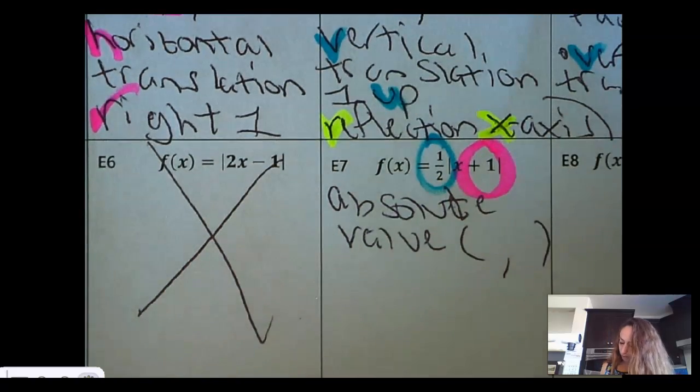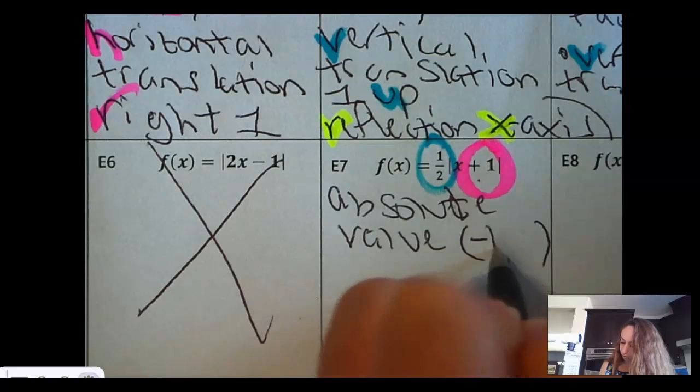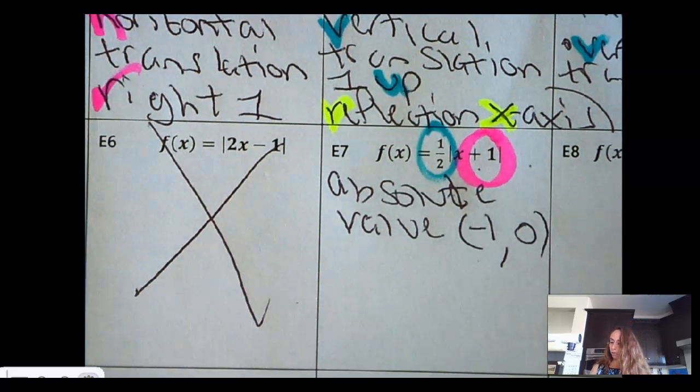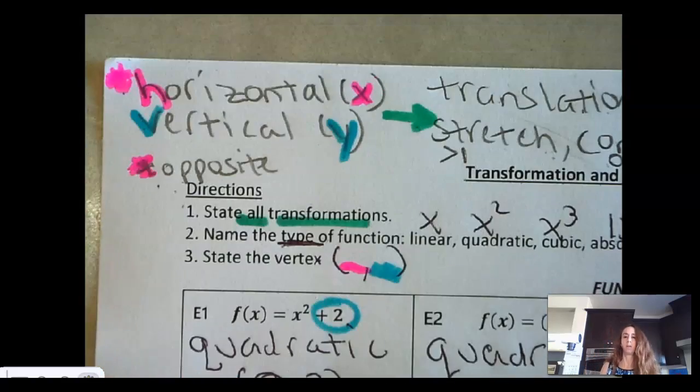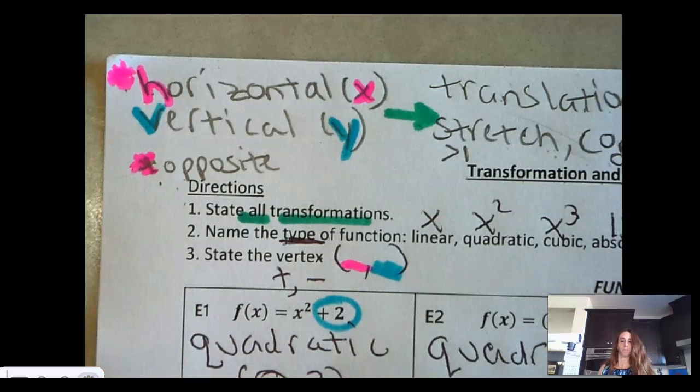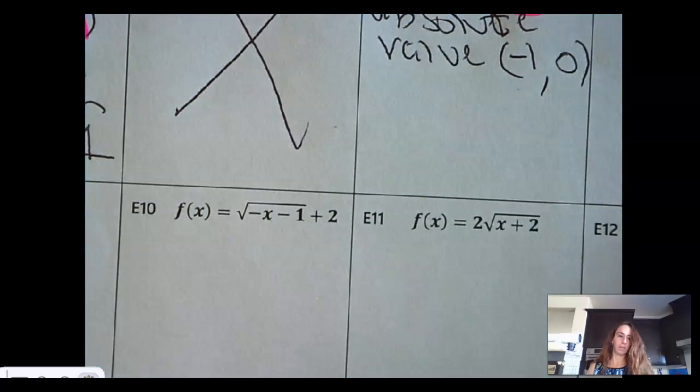What's the vertex? Not a straight shooter. Nothing being added on the outside. Remember, when you're dealing with vertex, it's what's being added or subtracted. So let me put that even up here. So the vertex only deals with what's being added or subtracted. Okay? All right, let's come over here.